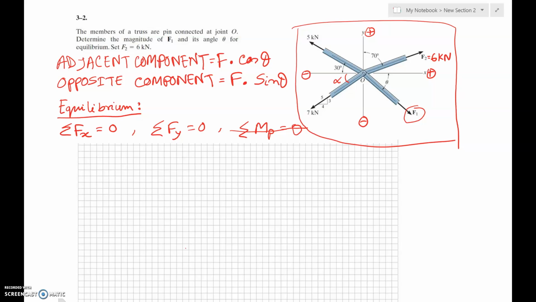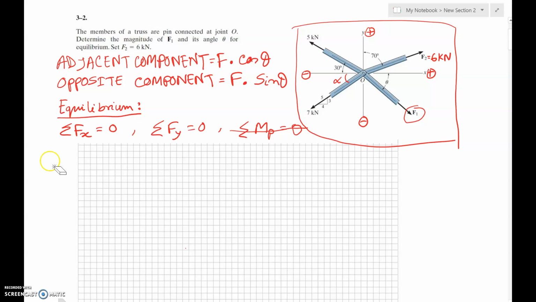And for equilibrium, summation of all the forces in x direction is equal to 0, and summation of all the forces in y direction is also equal to 0. We also know that for moment at any specific point in equilibrium, summation of the moments is also equal to 0, but in this problem we don't need this one.